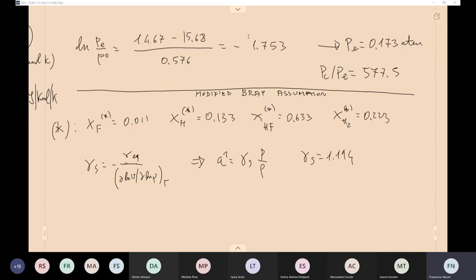Recall that this value is not exactly equal to our gamma, the ratio of Cp and Cv, gamma equilibrium. I wrote it here in this way, and this gamma s is defined according to this expression, which is related to the derivative of pressure with respect to density at constant entropy, which is the definition of the speed of sound as the velocity of propagation of signals for very small perturbations. So once we have this information, we have all we need to evaluate our expansion with the Bray assumption.